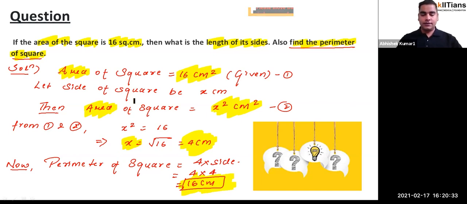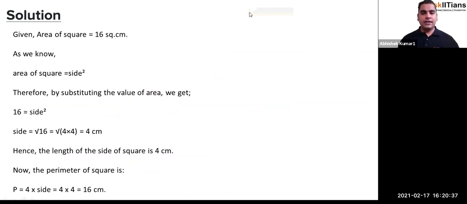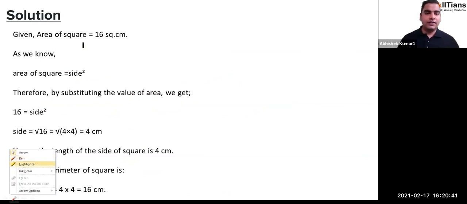All right, done. Let's move ahead. This solution has been provided for your reference, guys. You can go through it. Let me highlight the important things here.